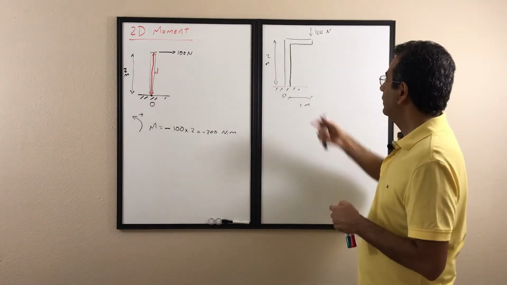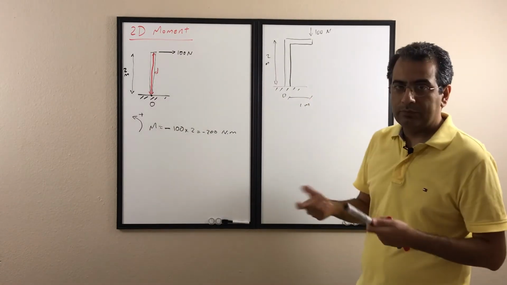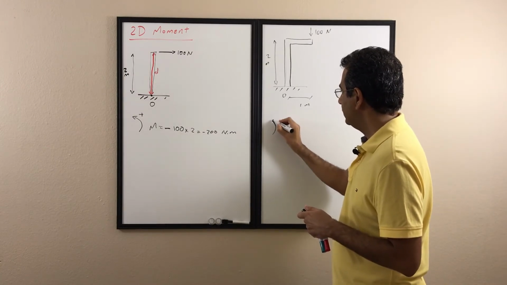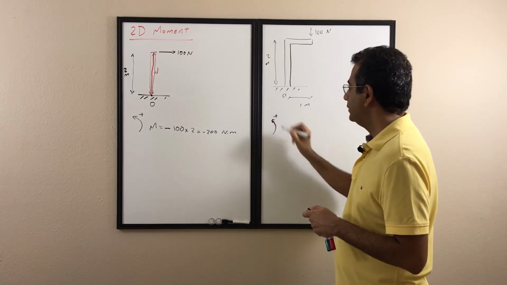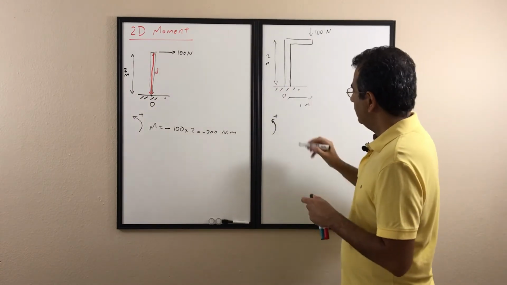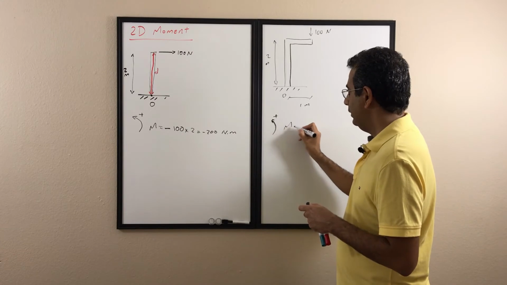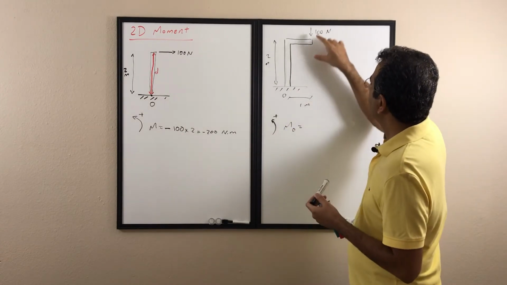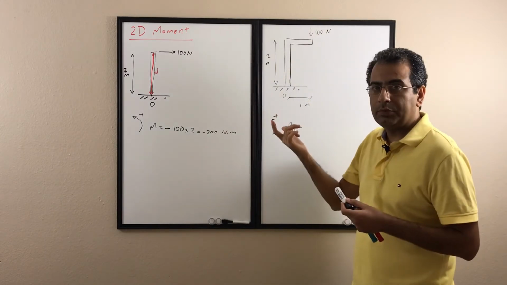Again, we need to define the positive direction of rotation. Here, I consider that this is the positive rotation direction. I look at that. So M about O is, first I have to say whether it is positive or negative.